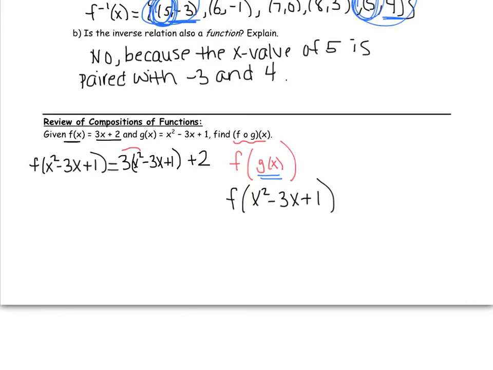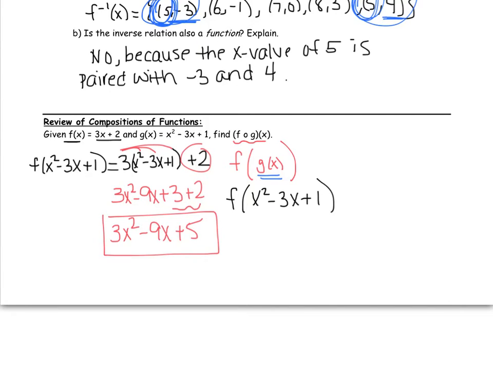And you can distribute. So you'd get 3x squared minus 9x plus 3, and then plus this 2, and combine like terms, plus 5. So this would be your final answer. So f of g of x means to put the g of x function into the f. Okay, let's move on to the next page.